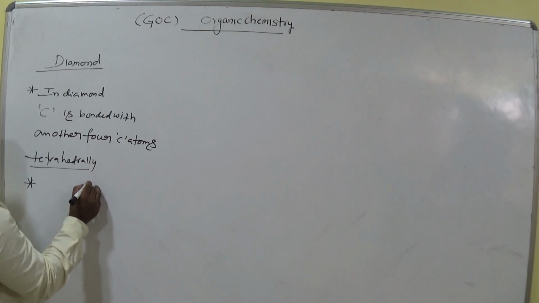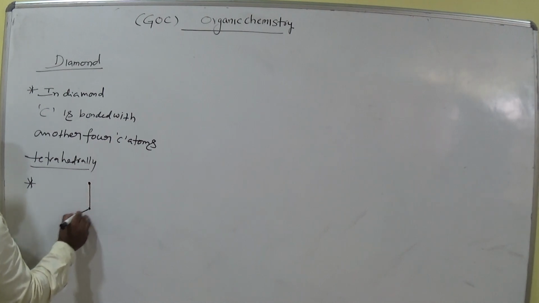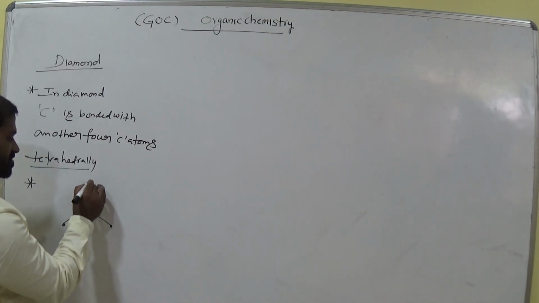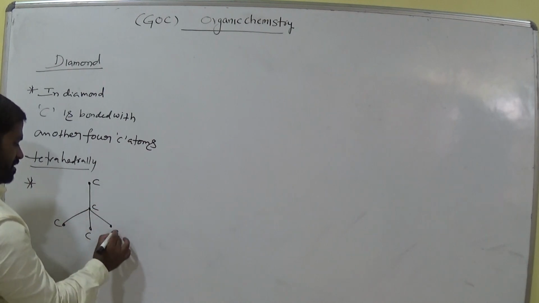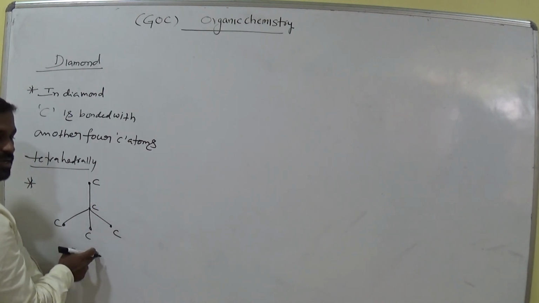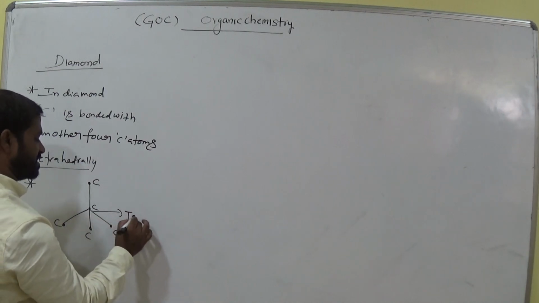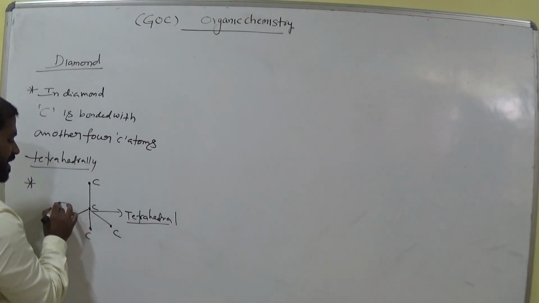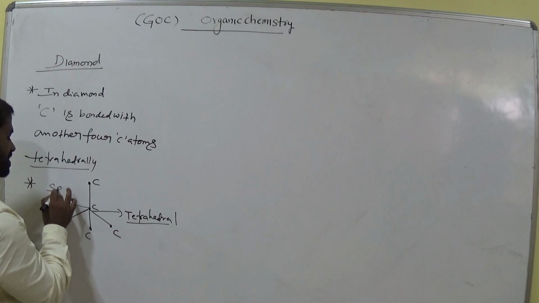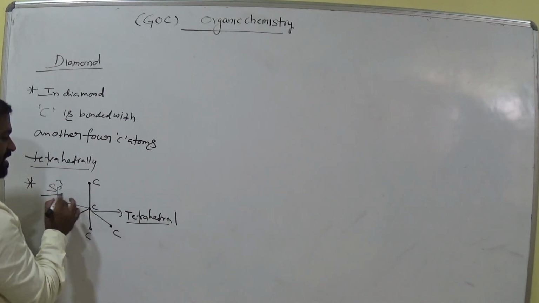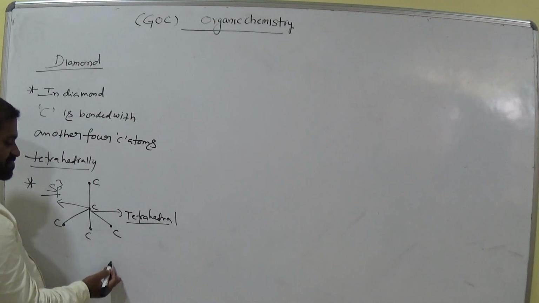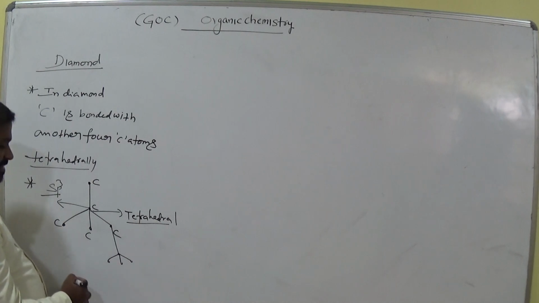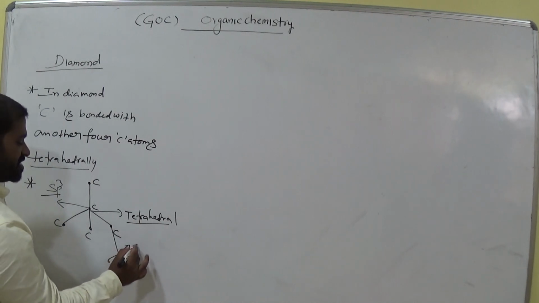Let's see. These dots represent the carbons. This carbon is bonded with 4 other carbon atoms, right? So this structure is called a tetrahedral structure. The hybridization of this carbon is sp3. For this also sp3, for this also sp3. Why? Because it is able to bond with another 4 carbons like that.